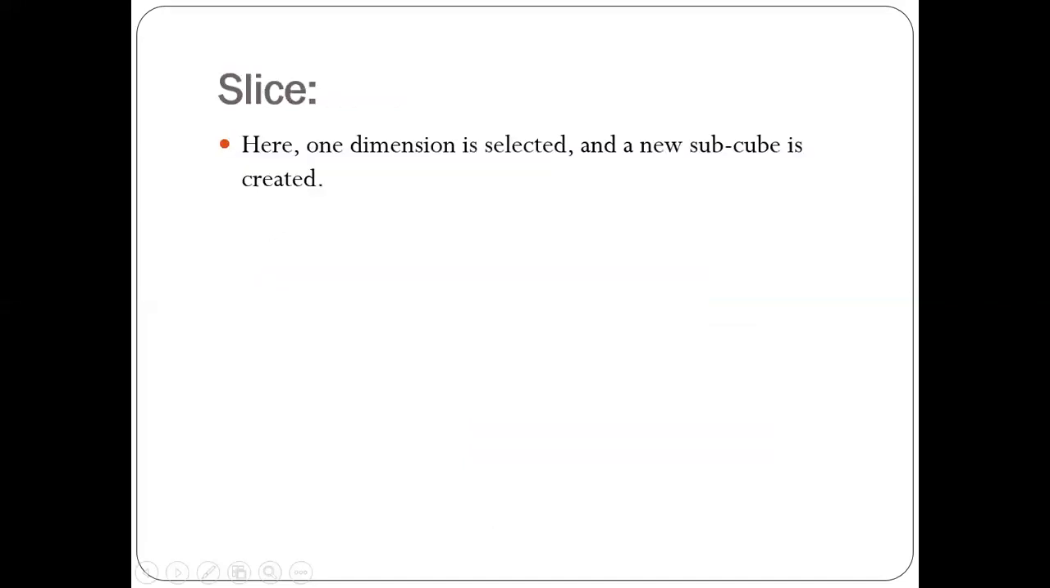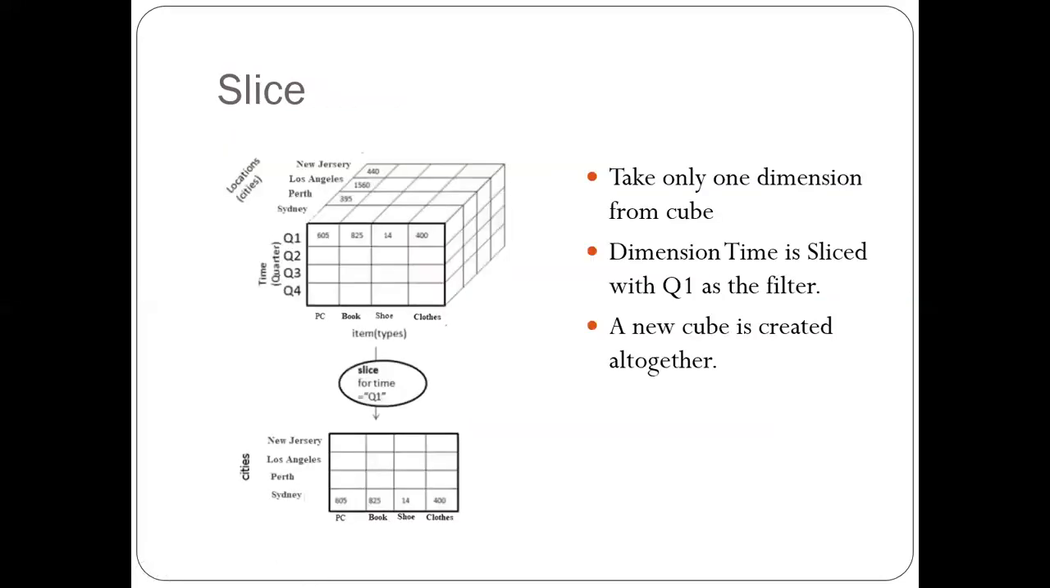Okay, slice is nothing but one dimension we are taking. Out of all this, we are taking only one. New Jersey, Los Angeles, Perth and Sydney, we are taking for PC and category only. We are not taking any other dimension at all. Only one we are taking, 605. Only one dimension we are taking.